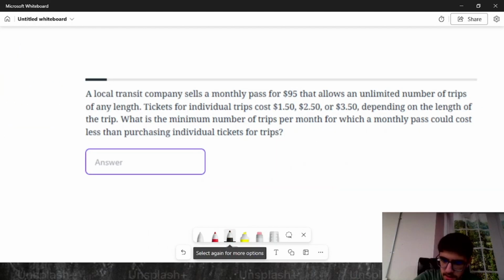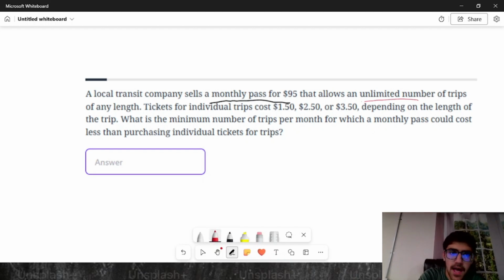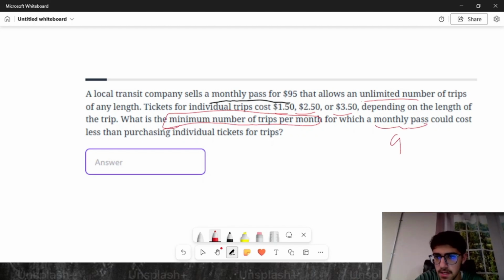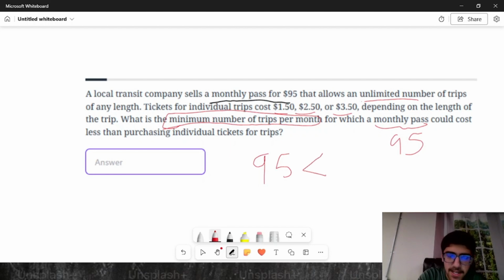So the hard question tells us that a local transit company sells a monthly pass for $95, and it allows an unlimited number of trips at any length. Tickets for individual trips cost $1.5, $2.5, or $3.5, depending on the length. So what is the minimum number of trips per month for which a monthly pass, which was $95, could cost less than purchasing individual tickets for trips? So we want 95, the cost of a monthly pass, to cost less than purchasing individual tickets for the trips.